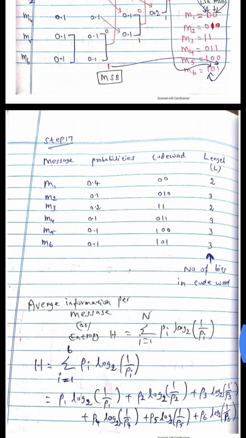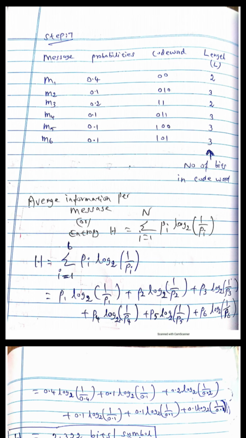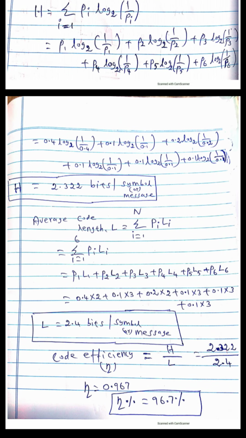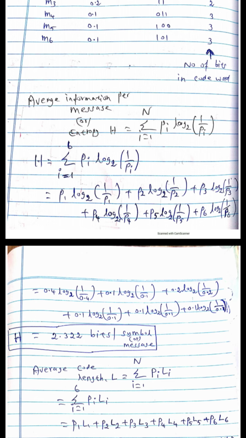Now we are going to find the code efficiency. To find code efficiency we need two data. First, the average information per message or entropy, capital H. The second, the average code word length, capital L. First find the average information per message or entropy H, which is equal to the summation i equal to 1 to N of p_i log base 2 of 1 by p_i. Here n value is 6.